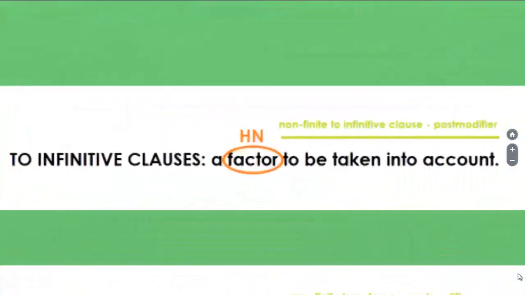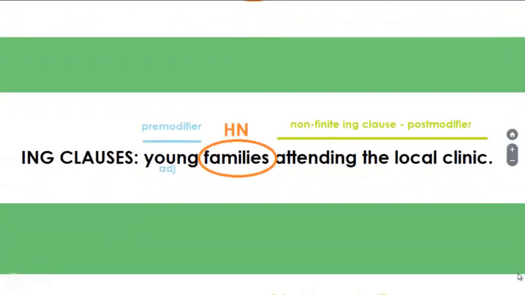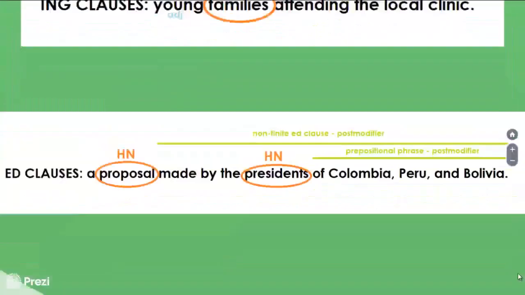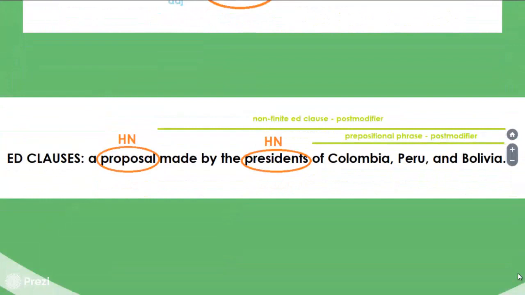In the following, our head noun is the word families, which has been post-modified by a non-finite ing clause, but also see that in this case we have a pre-modifier, which is an adjective. And finally, here we have an example where our head noun proposal has been post-modified by a non-finite ed clause, and inside that post-modifier, which is an ed clause, we may find a second head noun, a second complex noun phrase, which has been post-modified by a prepositional phrase.